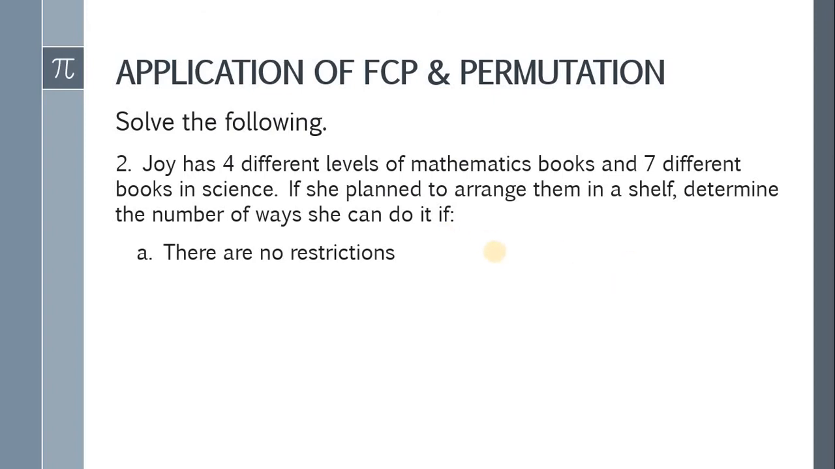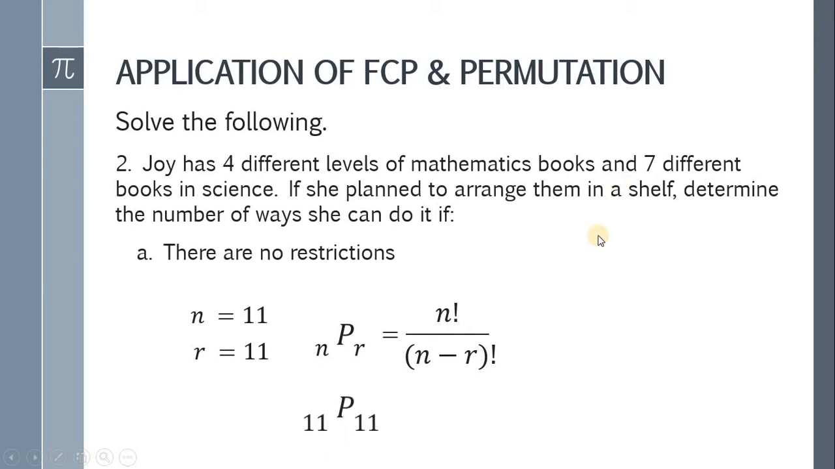Now, let's have the solution for letter A. Question sa letter A, determine the number of ways you can do it if there's no restriction. Now, ito ay under ng permutation. So, we have n is equal to 11. Bakit 11? 4 at saka 7. So, combine na, wala kasing restriction. Next, ilan yung i-arrange natin? Must be 11 din. Kasi silang lahat. So, we have n permute r or simply n factorial over n minus r factorial. This means we have 11 permute 11 or simply alam natin ito ay equivalent sa 11 factorial.